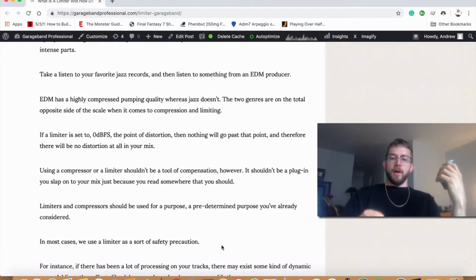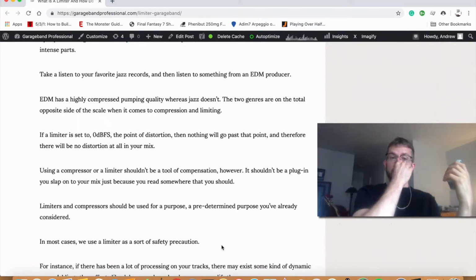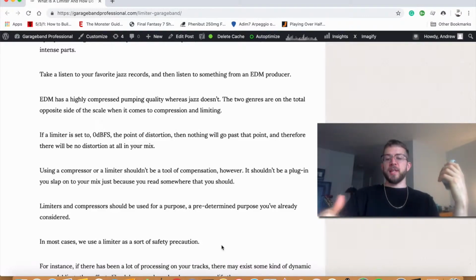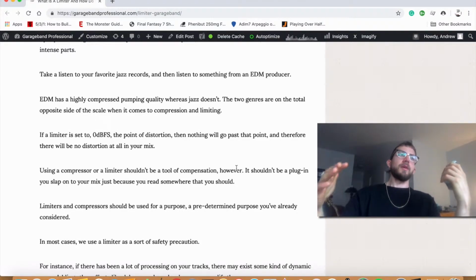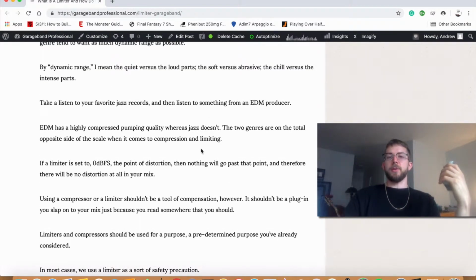So I don't understand this point, but typically anything beyond 0 dB is distortion. So when you're using your limiter, you can just set the output level to negative 0.0 or negative 0.01, because anything that's going to go beyond 0 is going to be distortion. So it's really not that difficult to set your limiter to the appropriate amount.